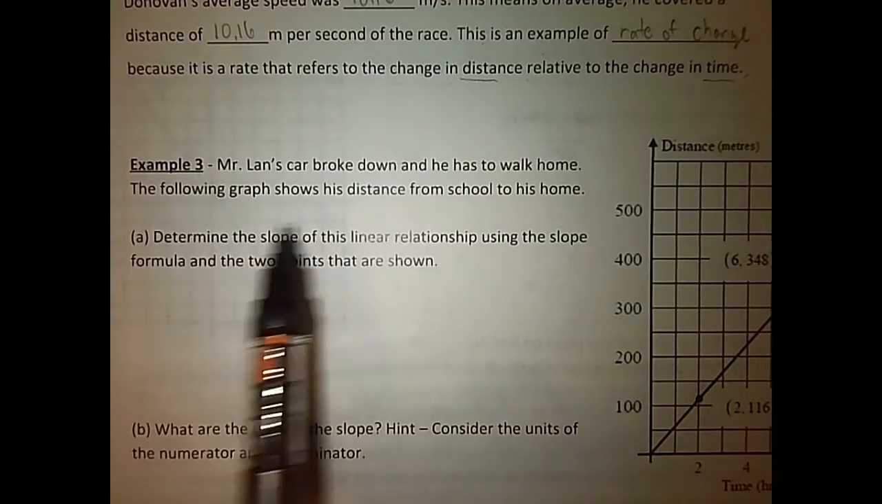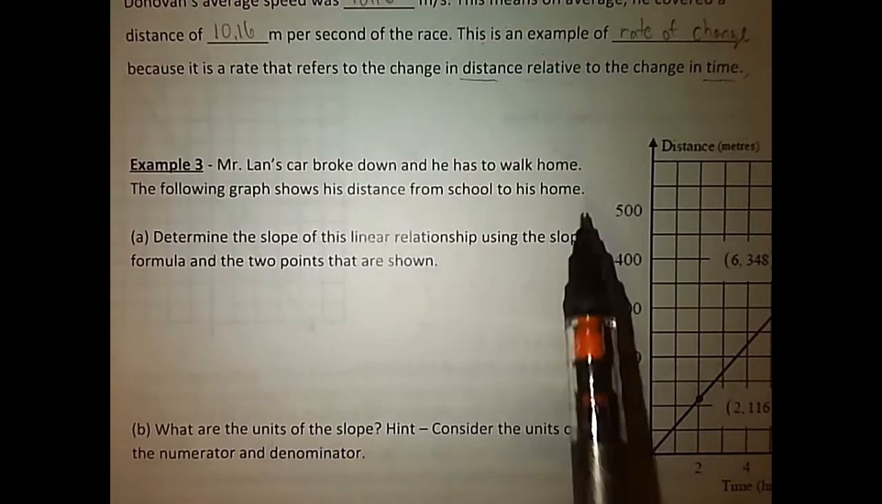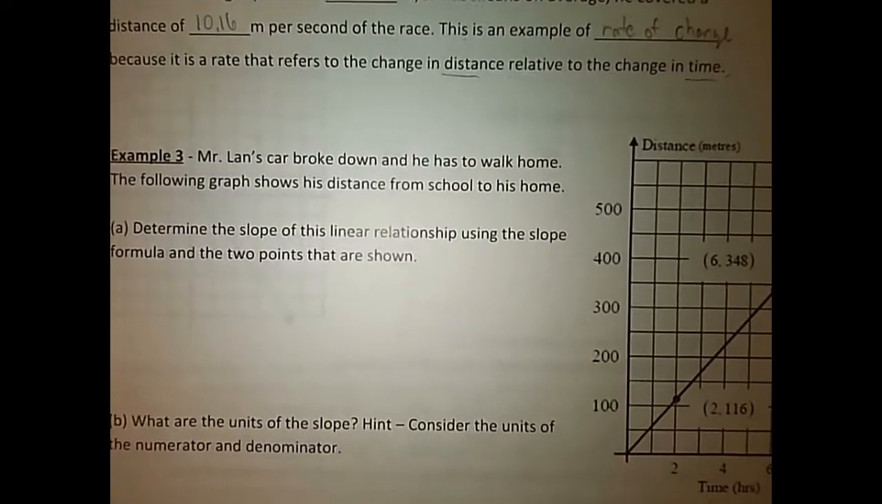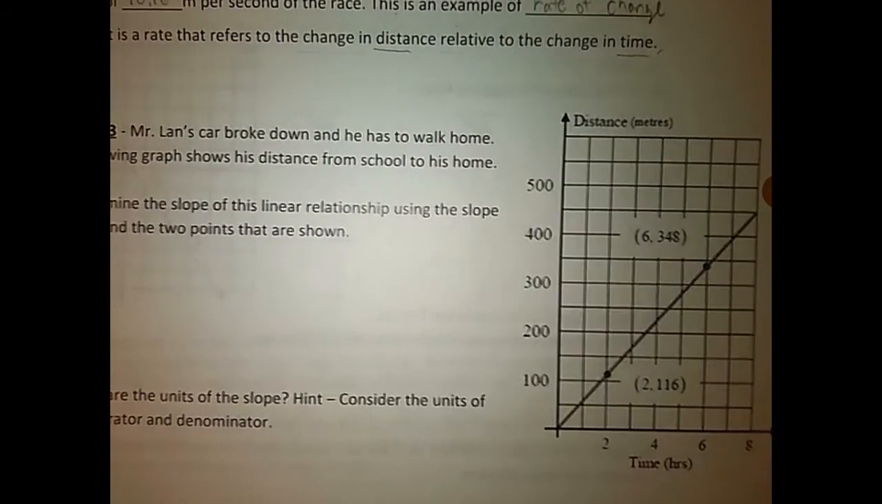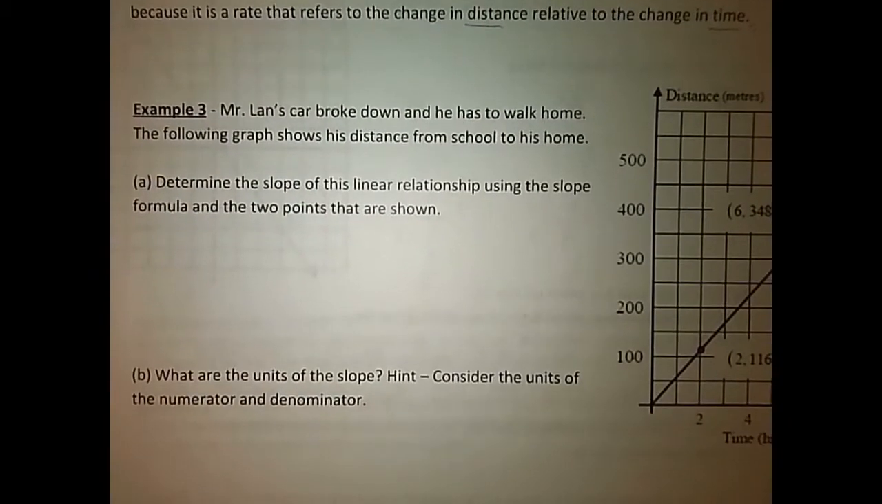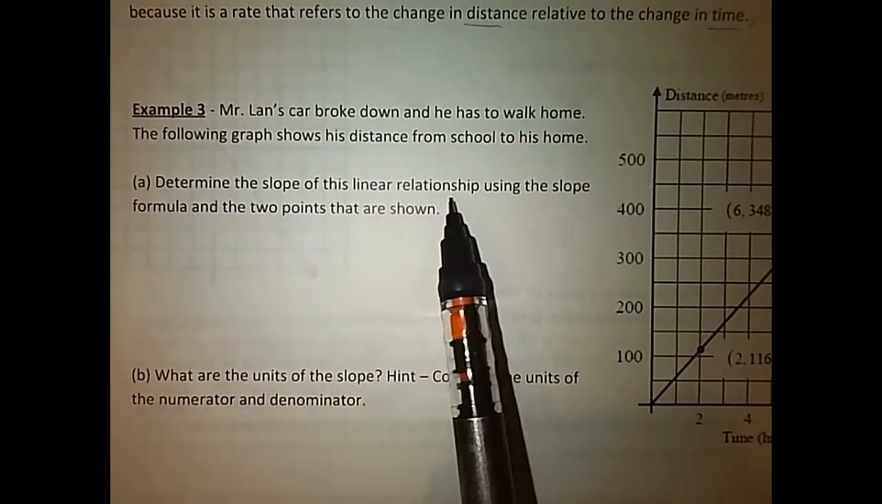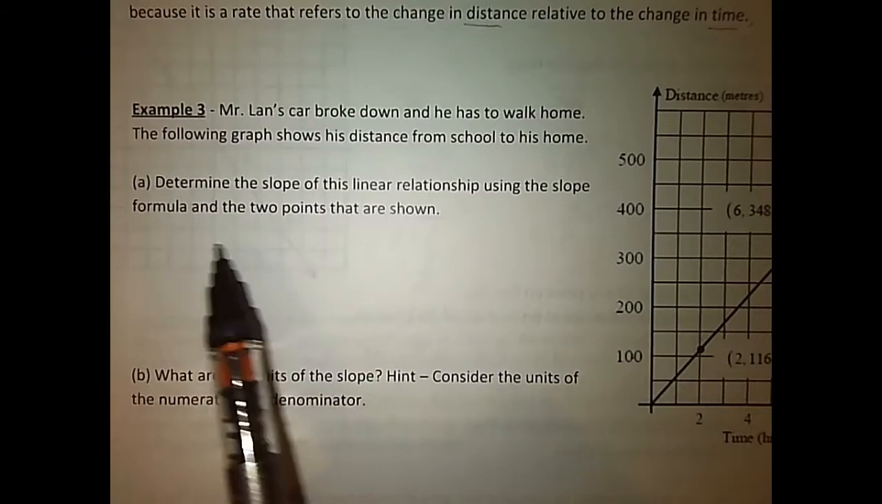Anyways, the following graph shows his distance from school to his home. Also, this is a made-up situation. You'll not be able to hopefully detect where I live based on this. So we're going to determine the slope of this linear relationship using the slope formula and 2 points that are shown.